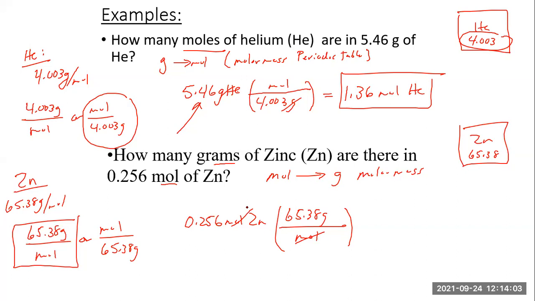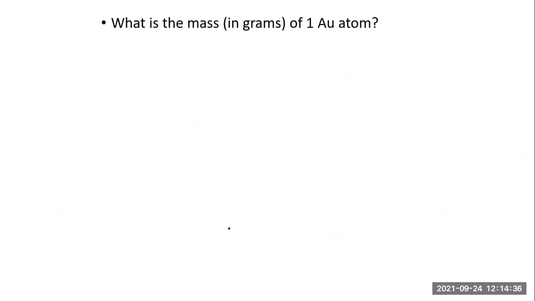Grabbing a calculator here. There it is. 0.256 times 65.38 gives us 16.7 grams of zinc. Again, the 3 sig figs based off of that number right there. So again, these are super common conversions that we use. Molar mass, again, taken from the periodic table, and again, taking 4 significant figures is typically what you pull off of the periodic table.